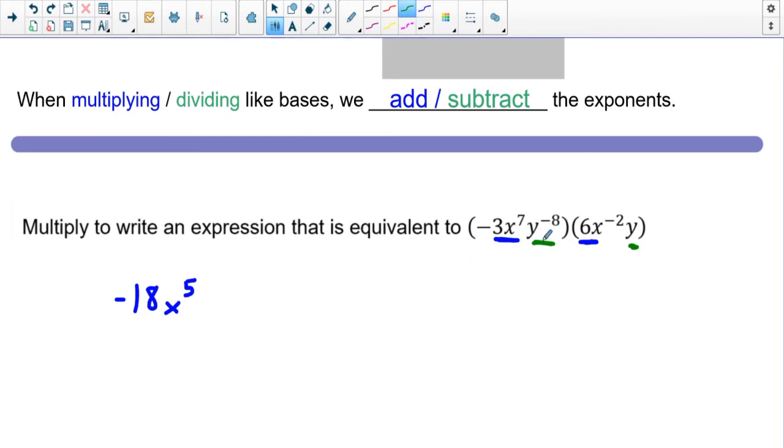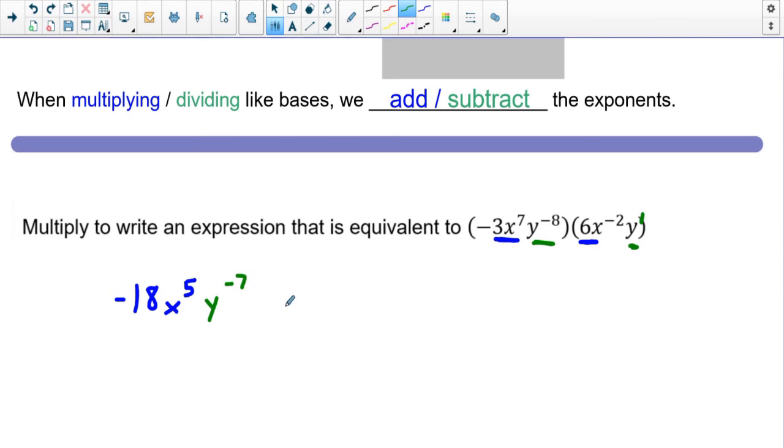And same thing for the y's. So these are both y's. These are like bases. When I multiply them, I just add the exponents. This is -8. This one's an invisible 1. So that's going to give me -7.